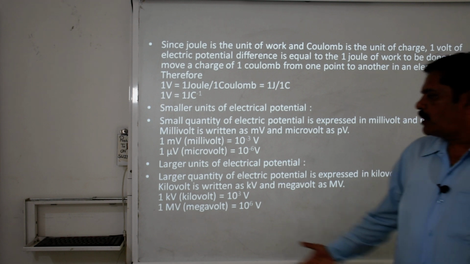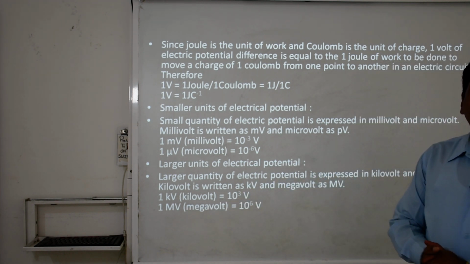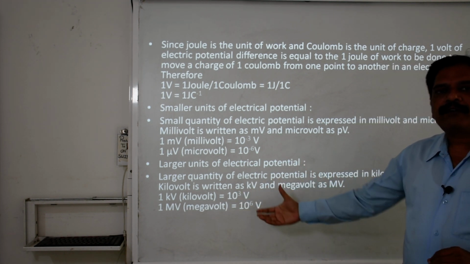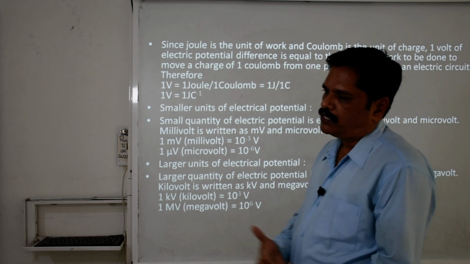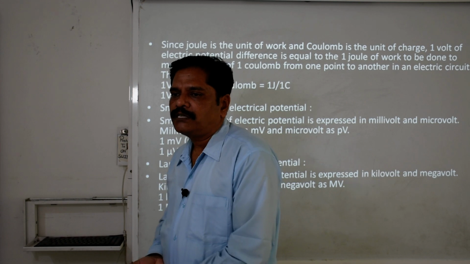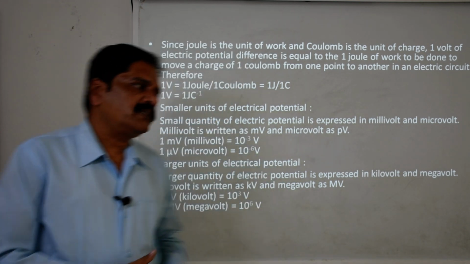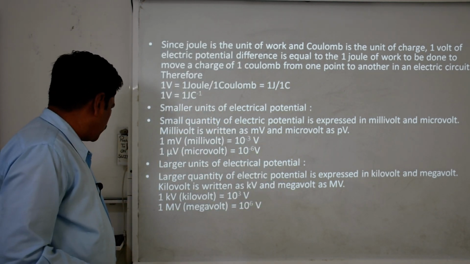So now 1 kilovolt is equal to 10 to the power 3 volt, and 1 megavolt is equal to 10 to the power 6 volt. So here we consider the SI units, also the smaller units as well as the larger units too.